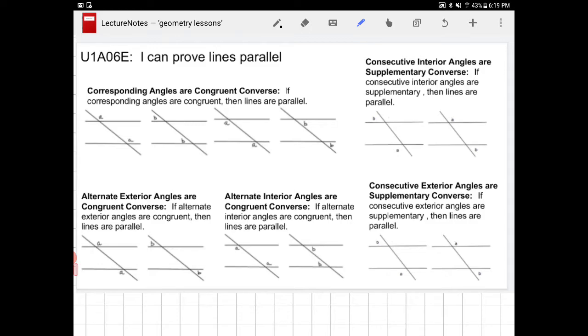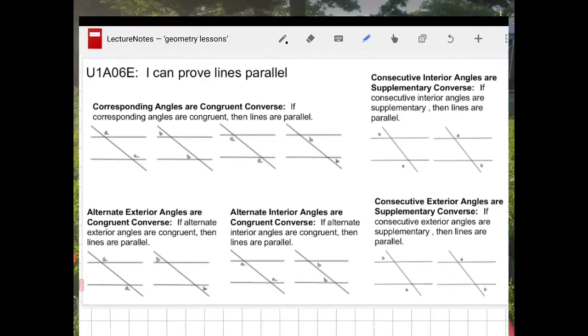These are the angle relationships that you should be familiar with. Just to recap, there are a total of 5 different angle relationships. Corresponding angles are congruent. Alternate interior and exterior angles, they too are congruent. And then you have the other set of angles that are supplementary, which are consecutive interior angles as well as consecutive exterior angles. These are the 5 types of angles, and they can be broken up into those two groupings. So let's take a look at some examples of how we can apply them to prove lines parallel.